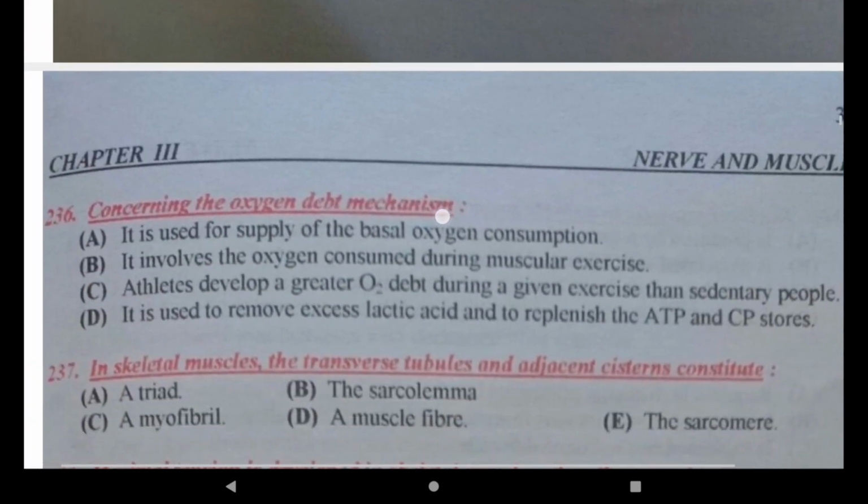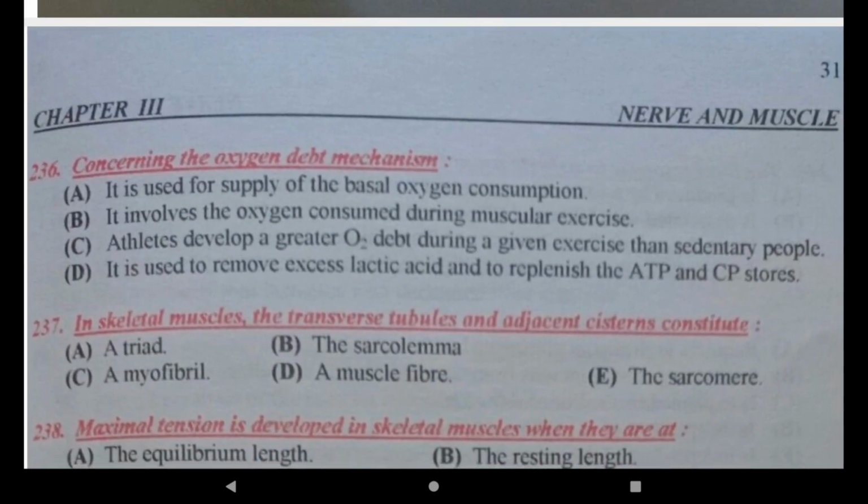We go to 236. Concerning the oxygen debt mechanism: A. It is the oxygen supply for the basal oxygen consumption. B. It involves oxygen consumption during muscular activity. C. Athletes develop a greater oxygen debt during a given exercise than sedentary people. D. It is used to remove excess lactic acid and replenish the ATP and creatine phosphate stores. So the most correct answer is D.